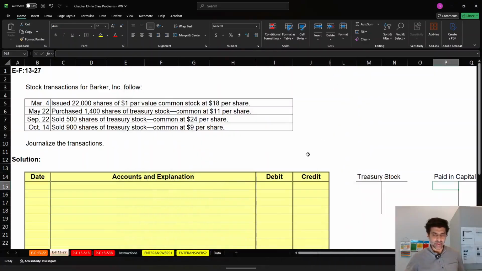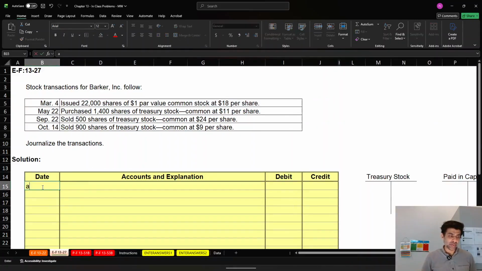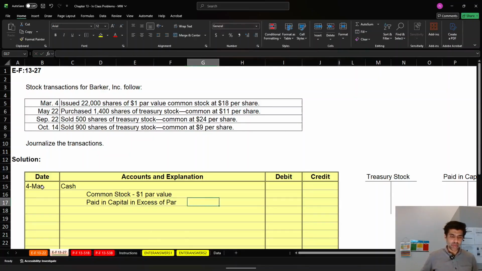The solution here. Okay, so March 4th, this is a review of what we did in the last problem. It's just issuing this stock, but now we have that issue with the par value. So on March 4th, we're trading cash for stock in the company, and we're going to have common stock, $1 par value. We're also going to have paid in capital in excess of par. So hopefully you remember this added little detail.